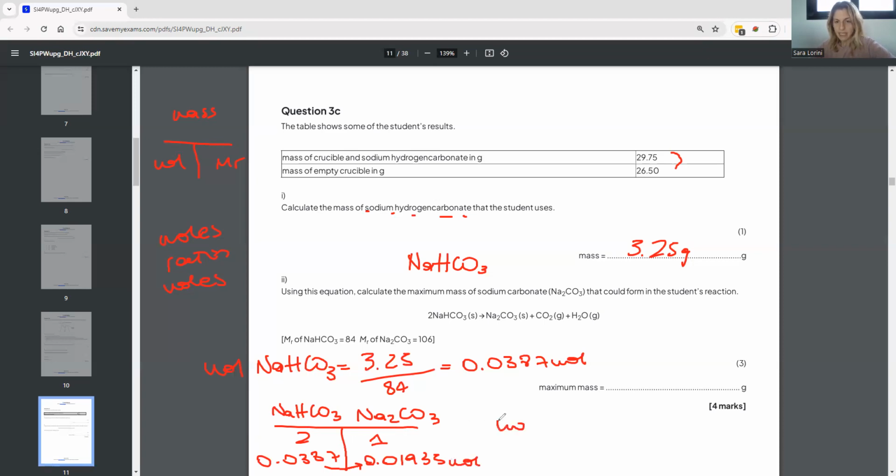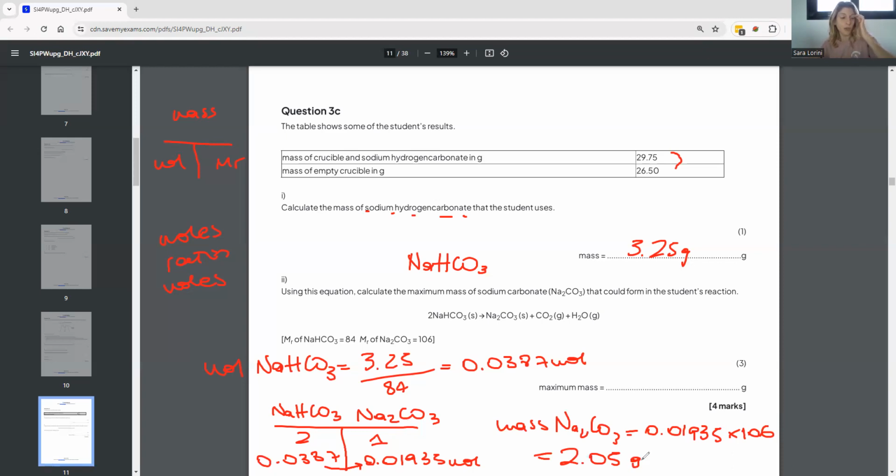Now we can find the mass of the sodium carbonate. We have the moles. Remember that 2 was the ratio, and we divide the moles of the sodium hydrogen carbonate by 2. That's why I like to keep this table, stick to the same method to not get confused. So this would be 0.01935 times the MR, which we're given here, 106. Okay, so this gives us a mass of 2.05 grams.